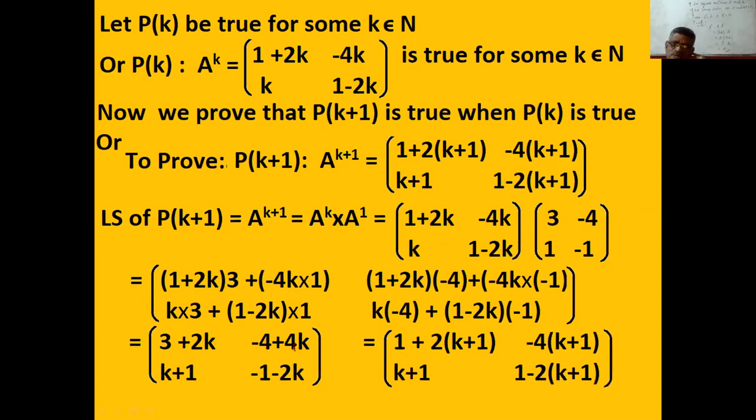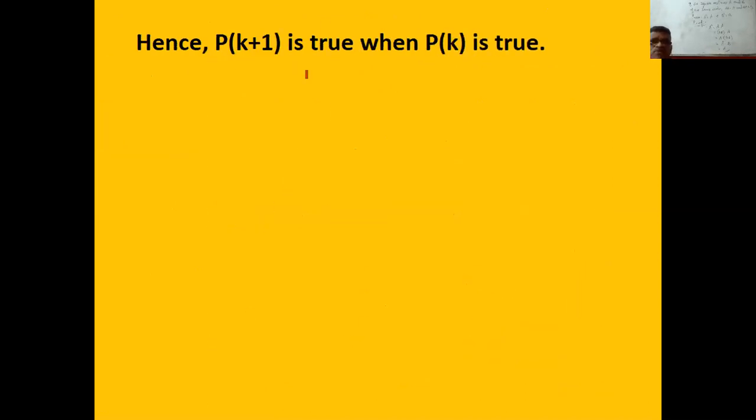And minus 4k you can write as minus 4 into k plus 1, and k plus 1 is as it is. Minus 1 minus 2k you can write as minus 1 minus 2 into k plus 1, minus 2k minus 2, that is as good as minus 1 minus 2. So what we conclude is P of k plus 1 is equal to the right side. So P of k plus 1 is true when P of k is true.